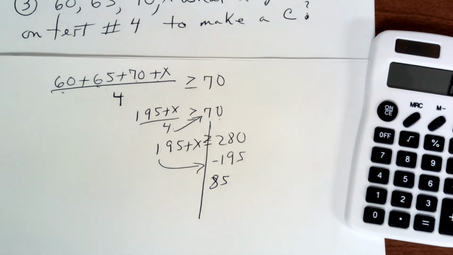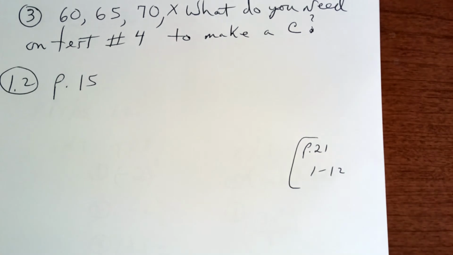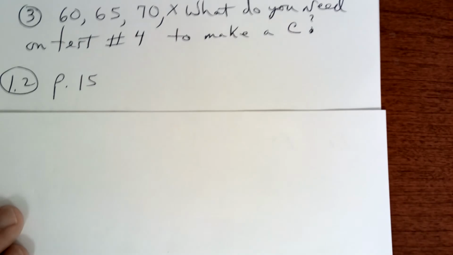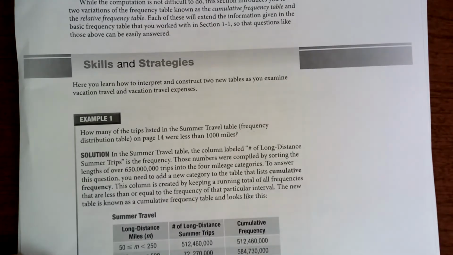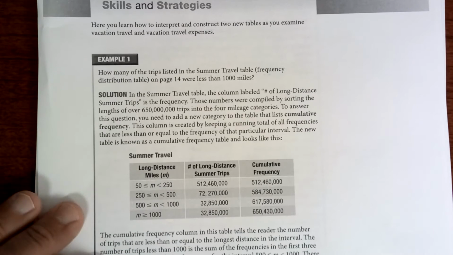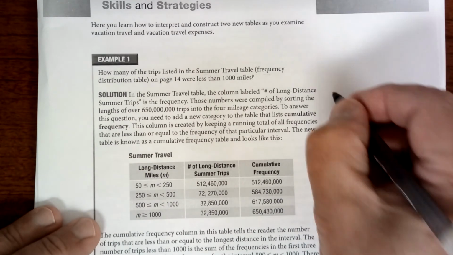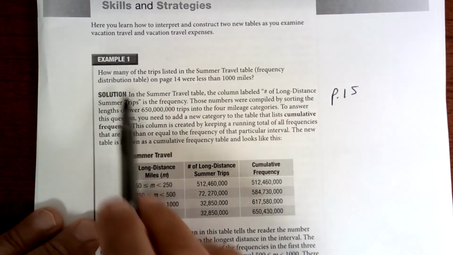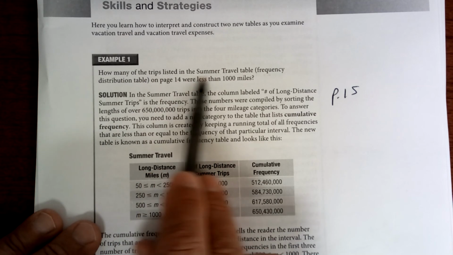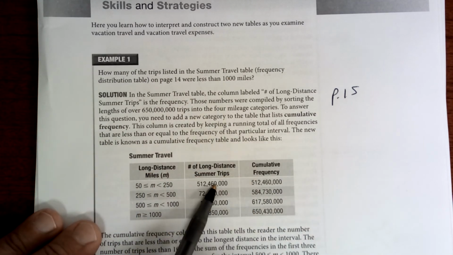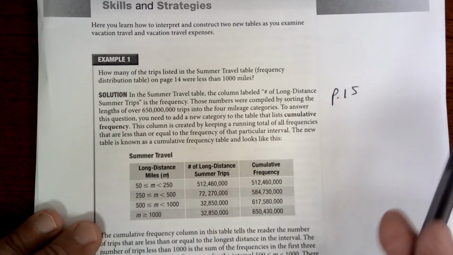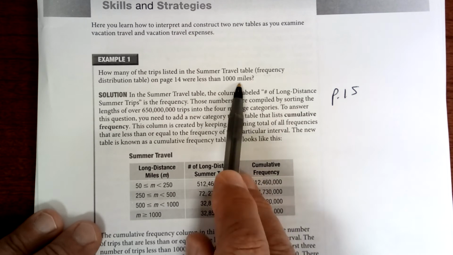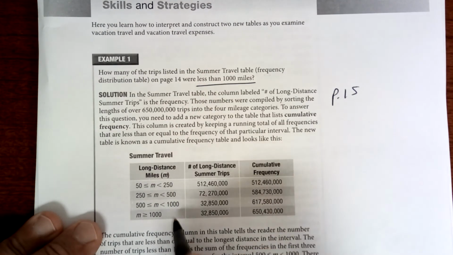Okay, on a new sheet of paper, let's go to page 15. So let's take a look at these. Here's example 1. And again, turn to page 15 in this book. All right, question. How many trips listed in this chart have a frequency distribution, page 14, less than 1,000 miles? Less than 1,000 miles. That would be this right here. So less than 1,000 miles would be all of this.